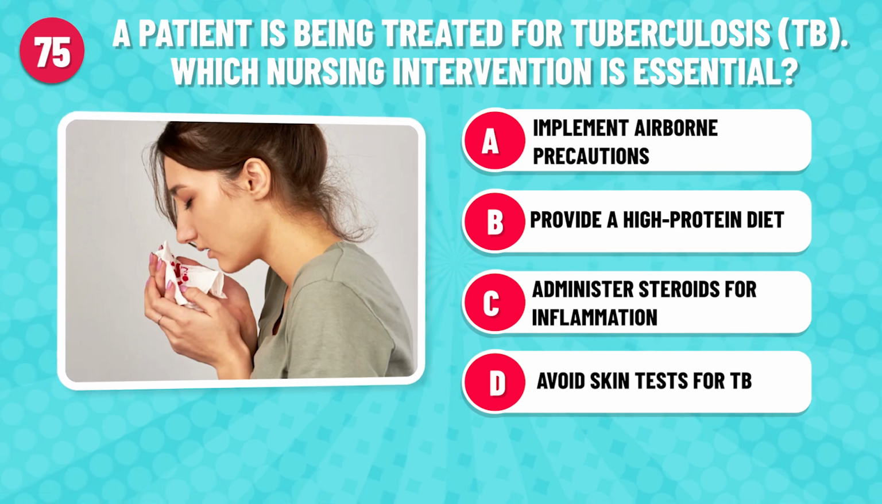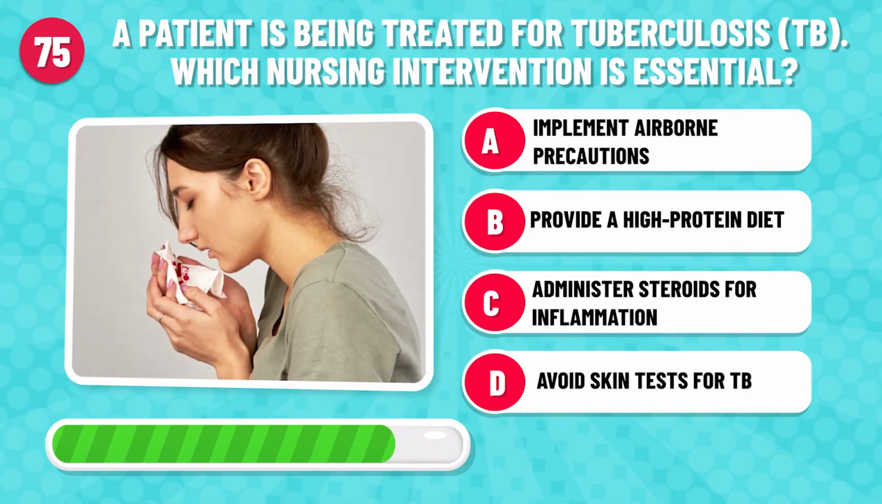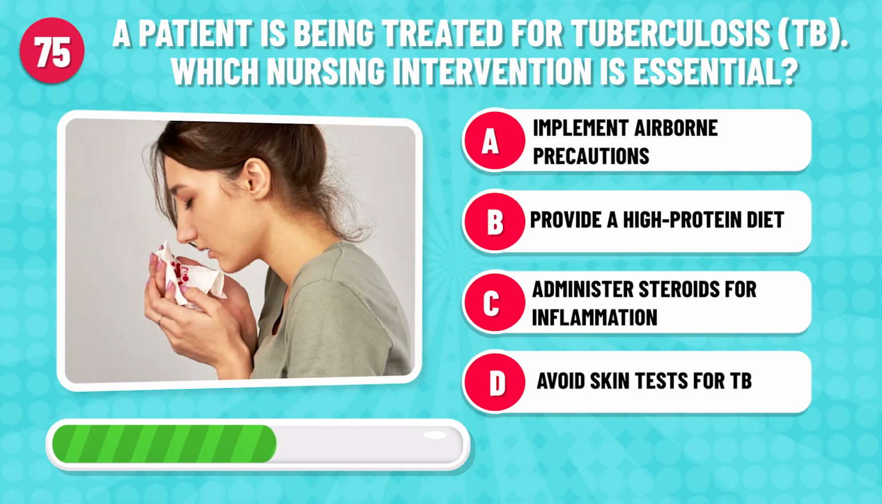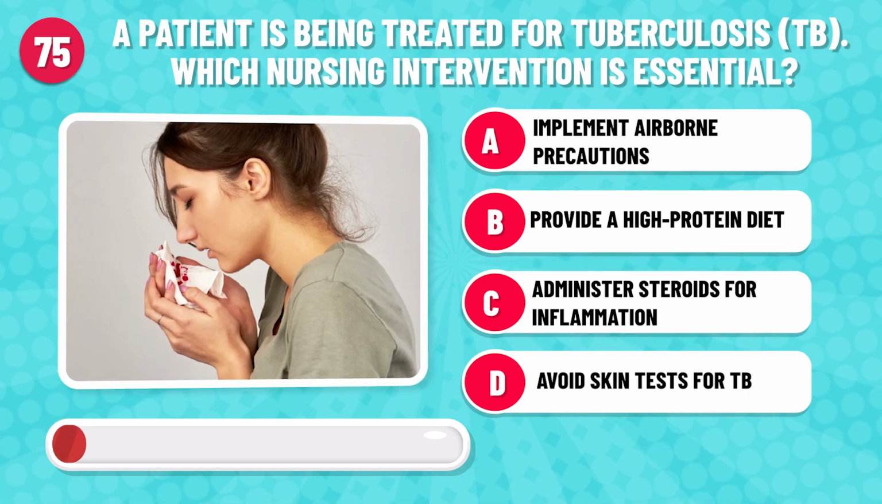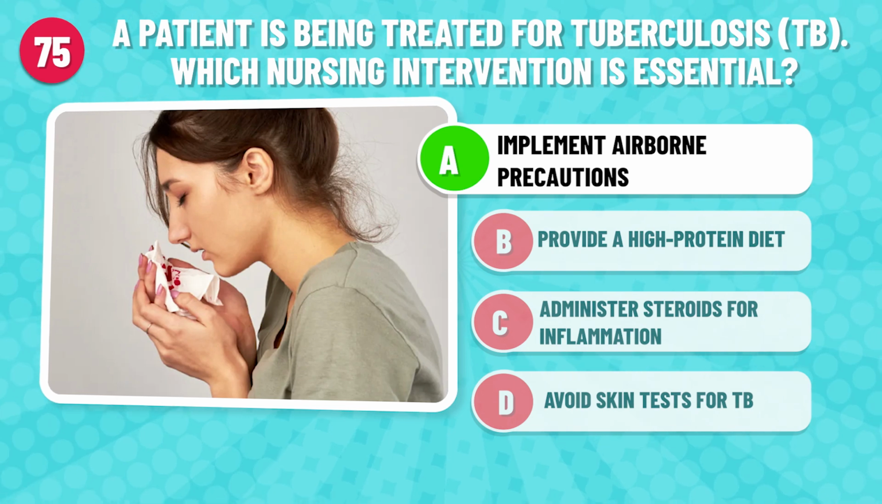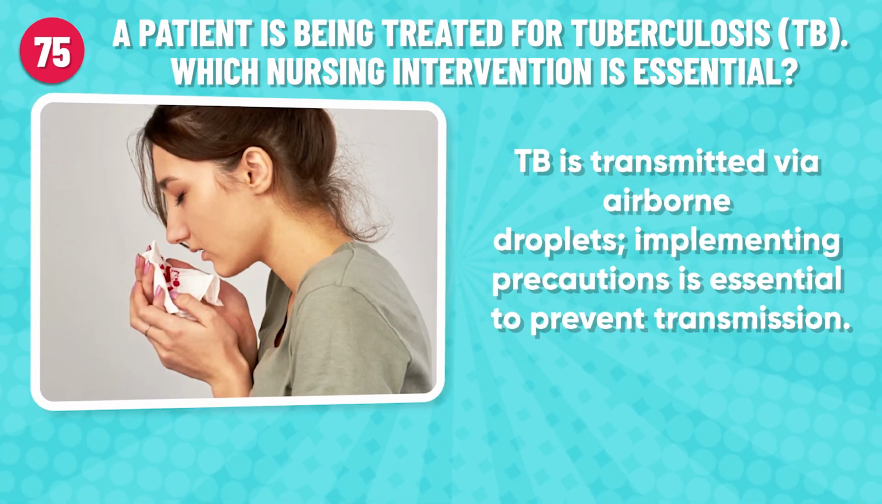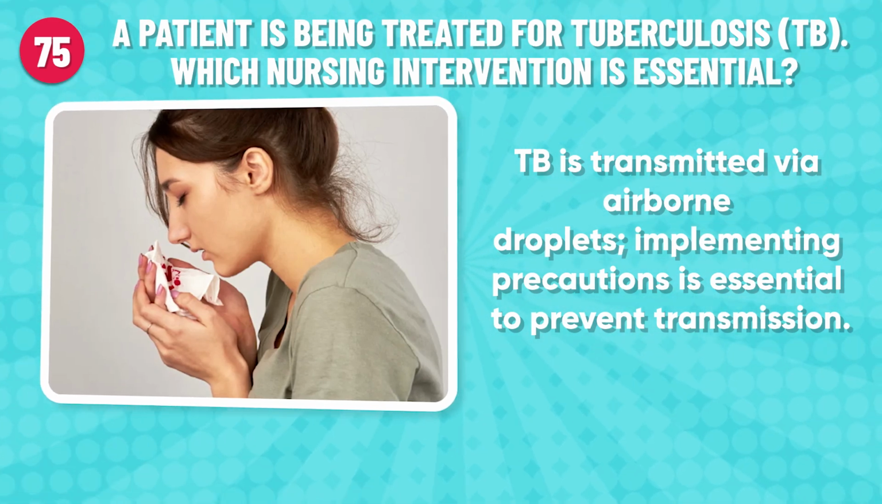A patient is being treated for tuberculosis, TB. Which nursing intervention is essential? It's A. Implement airborne precautions. TB is transmitted via airborne droplets. Implementing precautions is essential to prevent transmission.